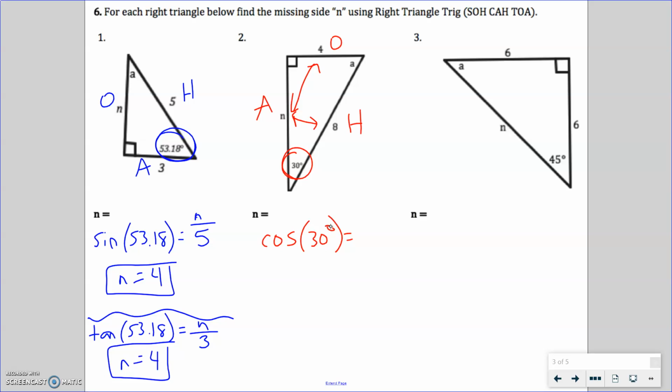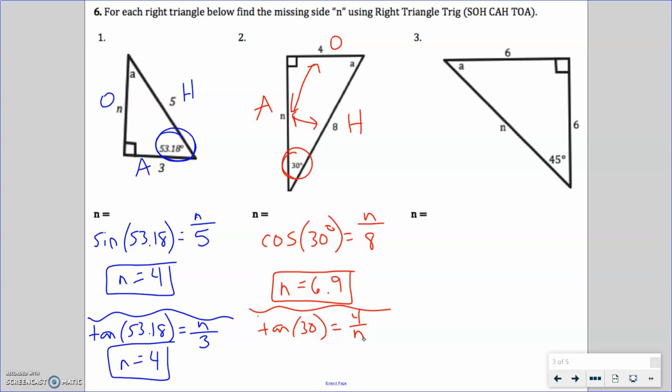So cosine is CAH, so CAH TOA. So that's A, which is n in this case, over H, which is 8. So cosine of 30 degrees, my decimal I get is 0.8660, and so on. I'll multiply by 8 in my calculator, and I get that n is 6.9 when I round. Okay, if you used tangent, like tangent of 30 degrees equals 4 over n, you should get the same thing. So I'm going to do that really quick just in case you did choose that route.